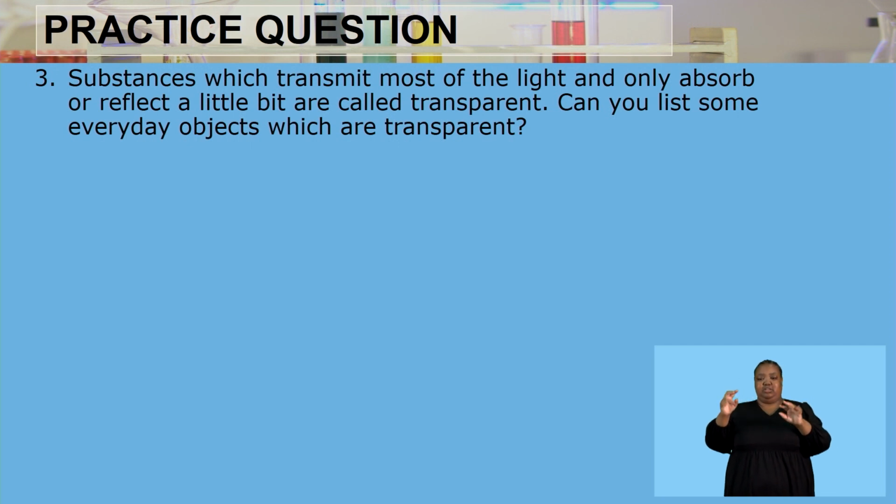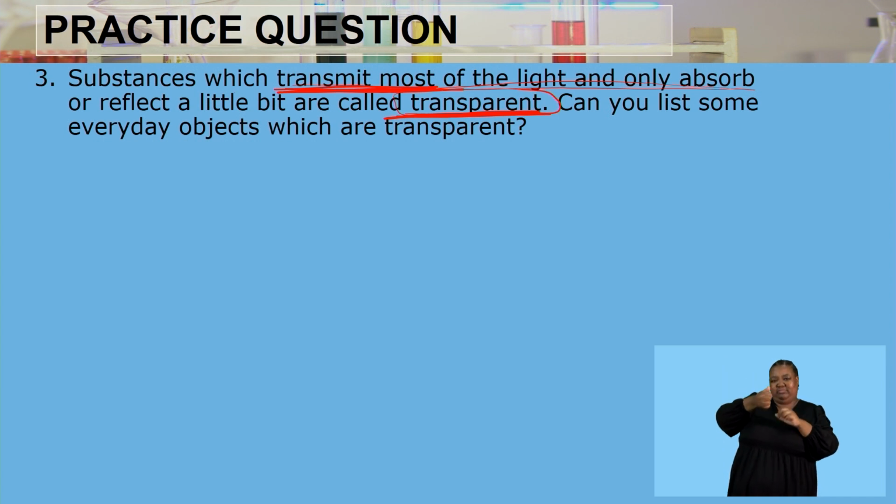Question 3 says, substances which transmit most of the light, remember, transmitting, allowing light to pass through, and only absorb or reflect a little bit are called transparent. Transparent substances transmit most of the light and only absorb or reflect a little bit. The reason why we are able to see objects on the other side of these substances is that they allow most of the light to pass through and only absorb or reflect a little bit of that light.